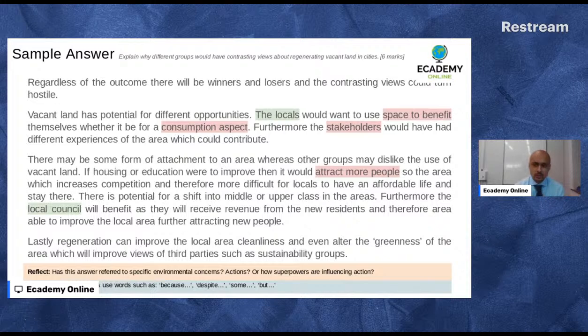"Furthermore, the stakeholders would have had different experiences of the area which could contribute," full stop. Contribute to what? So far, I've not read anywhere where it tells me what that viewpoint is on a context or a particular reason for why they would want a vacant land to be regenerated or not. Right?